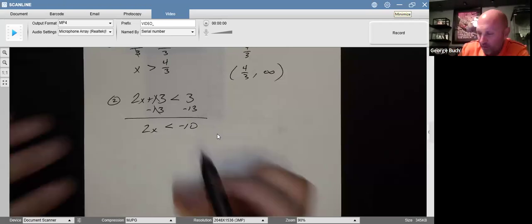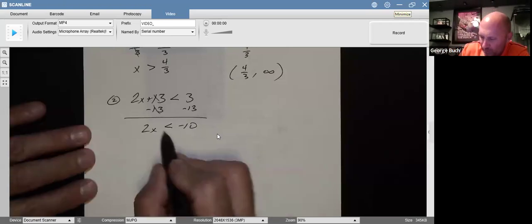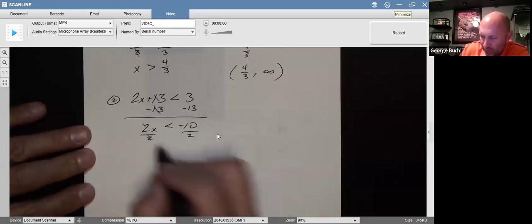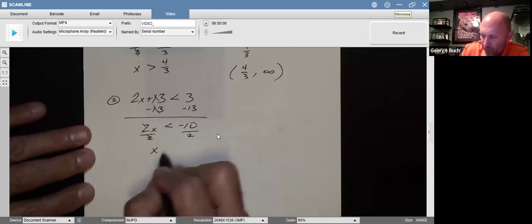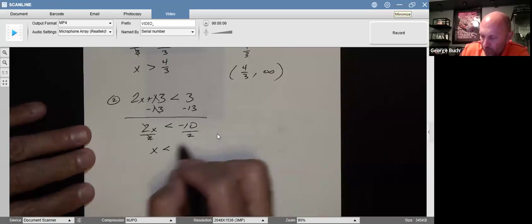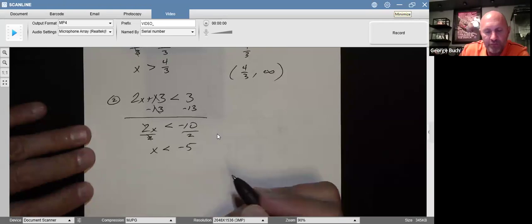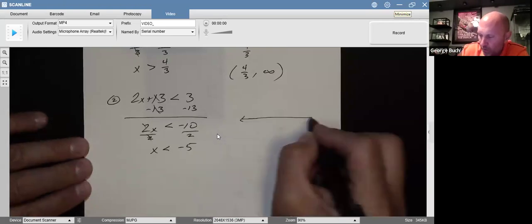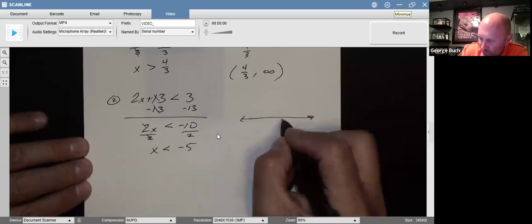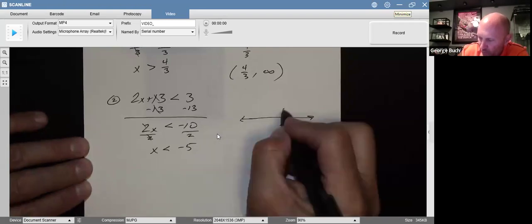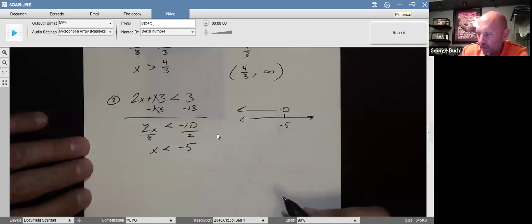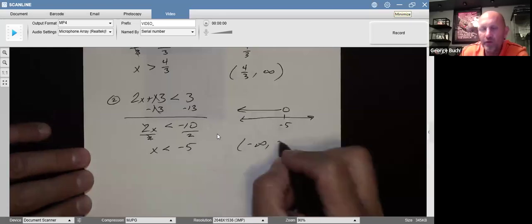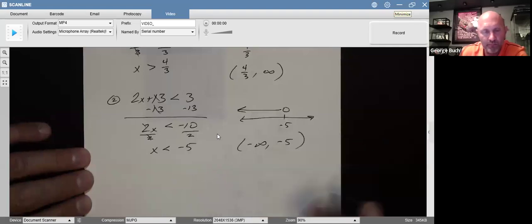All right, back to the problem. So we have what? Divide everything by 2. It's a positive number, so I don't have to reverse the inequality. So negative 10 divided by 2 is negative 5. So again, if I want to put this on a number line so it makes sense to me, it's strictly less than, so it's an open circle going to negative infinity. So it'd be what? Negative infinity to negative 5 with a parenthesis.